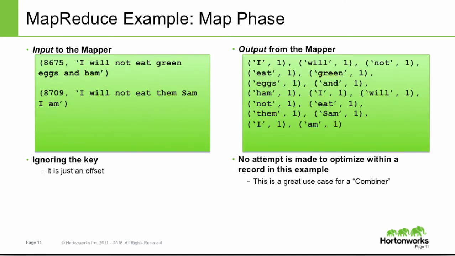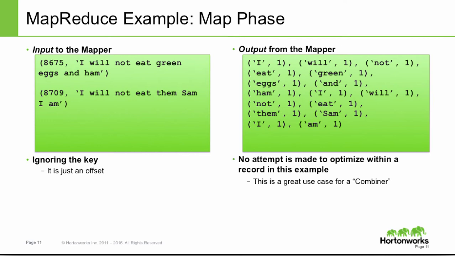And I happen to like good old Dr. Seuss and the good books a lot of us grew up on, and Green Eggs and Ham is a classic. So here's an example. Maybe I'm showing an example of 2 rows. I will not eat green eggs and ham, and I will not eat them, Sam I am getting called twice.